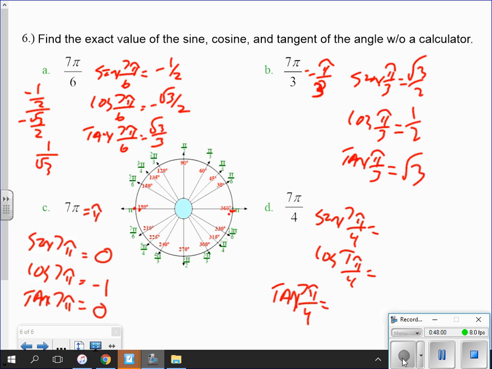And then 7 pi over 4 is a value on your unit circle. And anything over pi over 4, for the sine and cosine, it's √2/2. Tangent's always 1. It's whether they're positive or negative. 7 pi over 4 is over here, so the cosine's positive, sine is negative. Negative √2/2, √2/2, and this would be negative 1 for the tangent. Yes?